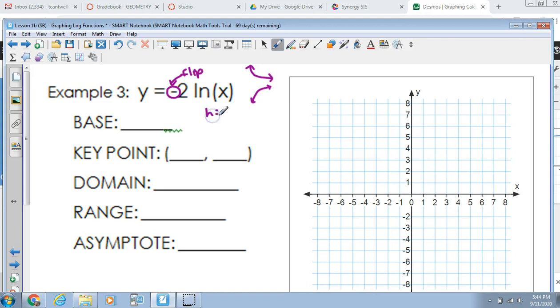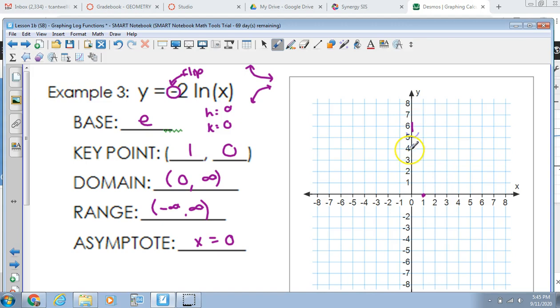Our h and k values here, we don't have any extra horizontal and vertical shift going on, so h is 0, k is 0. Our base, since it's natural log, our base is e. Our key point, 1, 0. And our asymptote, x equals h. Our domain, everything from our asymptote, or our h value, on over, and our range from -infinity to positive infinity. We graph our key point, 1, 0.